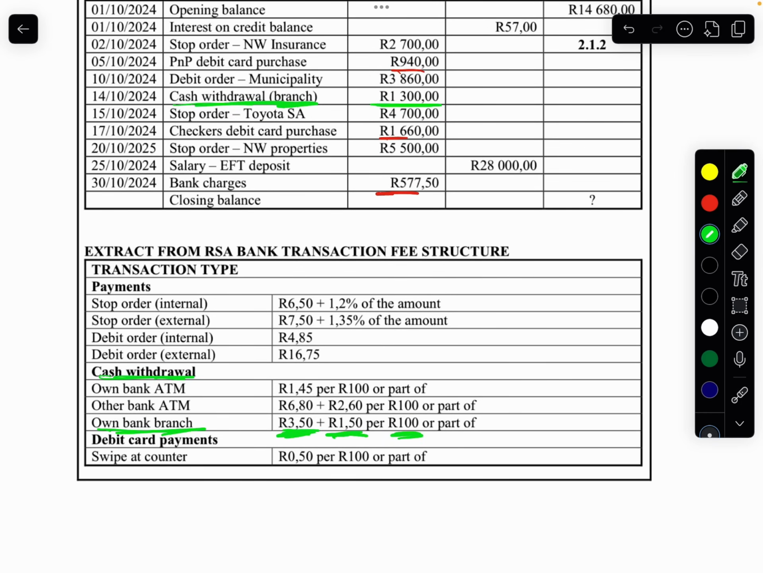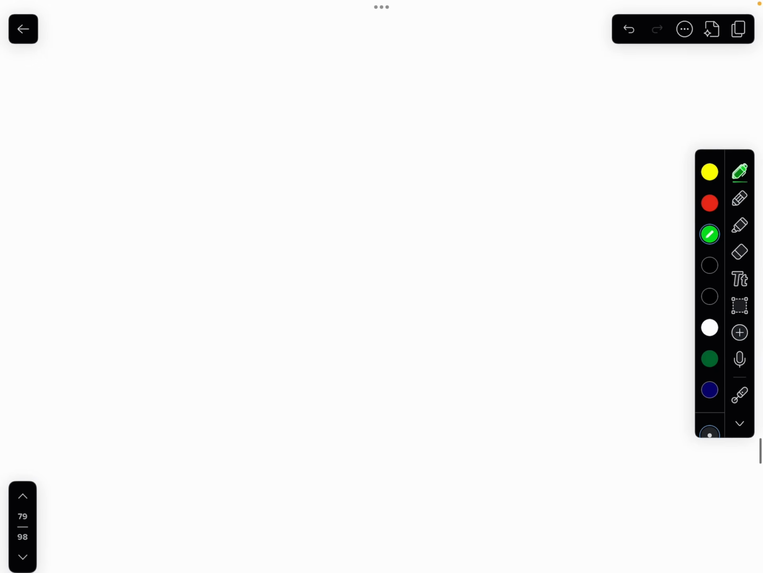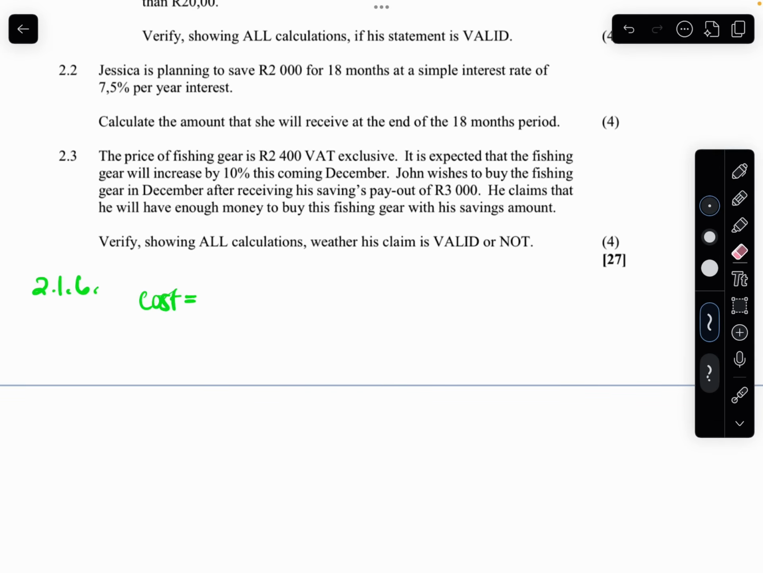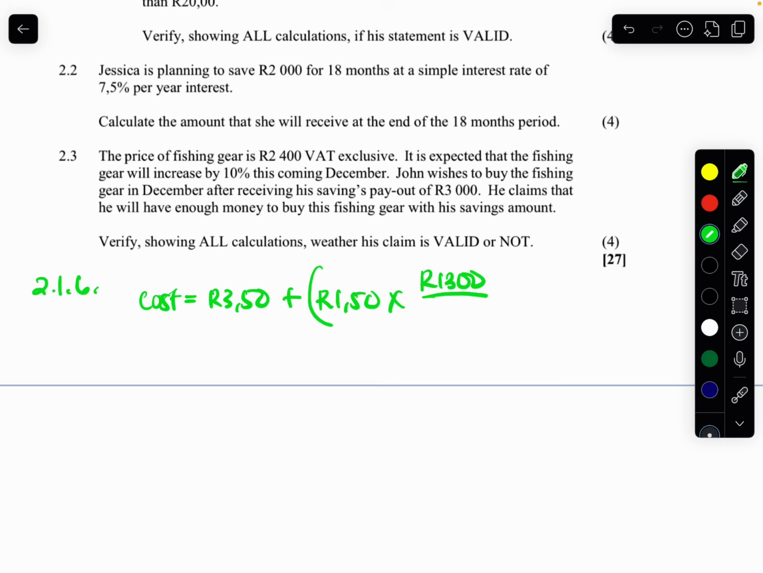It's 3 rand 50 plus 1 rand 50 per 100 rand. So it's 3 rand 50 plus 1 rand 50, and then the 1 rand 50 we times by the amount, which is 1,300, the amount that you withdraw, divided by 100. So when you punch that in the calculator, it's going to be 23 rand.